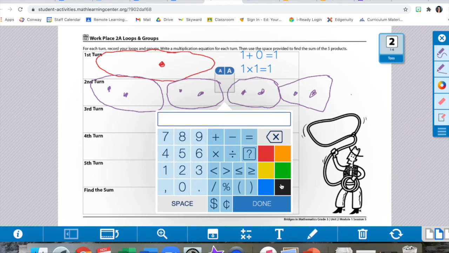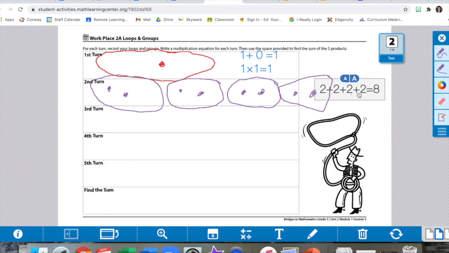Let's change colors for this as well. Now, I'm going to start with the repeated adding equation. Each of my groups has 2, so I'm going to go 2 plus 2 plus 2. And now because I have 4 groups, I should be adding up 4 2's. Oops, that's the equal sign, pardon me, plus 2. 2 plus 2 plus 2 plus 2. There's 1, 2, 3, 4 groups. What does 2 plus 2 plus 2 plus 2 equal? 2, 4, 6, 8. Answer for the repeated adding was 8.